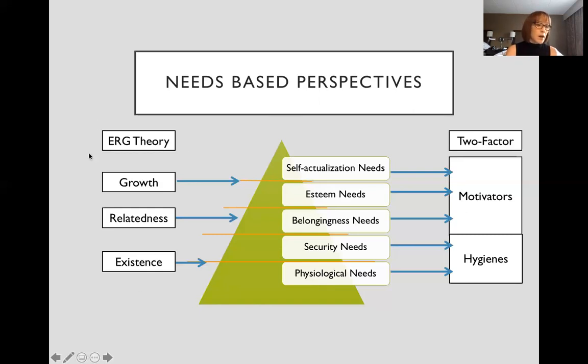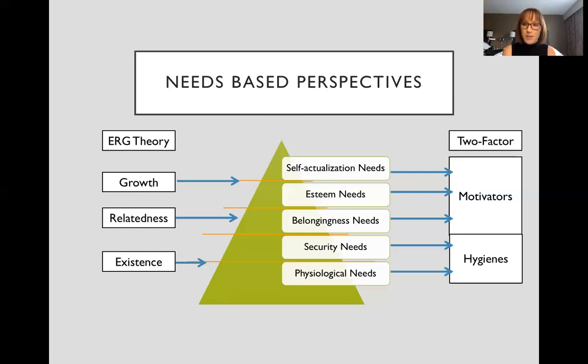There are other similar needs-based perspectives. One is also known as ERG theory, or Alderfer's ERG theory. We get ERG from existence, relatedness, and growth. So Alderfer argued that we have three different needs. And for the record, Maslow argued that only one need could really operate at a given time. ERG theory theorizes that these needs can operate at the same time. So you can be simultaneously motivated by growth, relatedness, and existence.